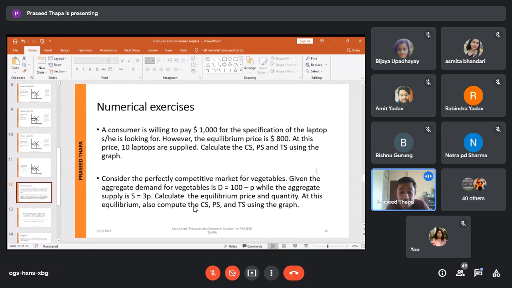Now, based on this information, okay, we are able to calculate the equilibrium price and quantity. Now, at this equilibrium, your responsibility is to calculate the consumer surplus, producer surplus, and total surplus using the graph. Draw the graph, compute the consumer surplus, producer surplus, and total surplus.